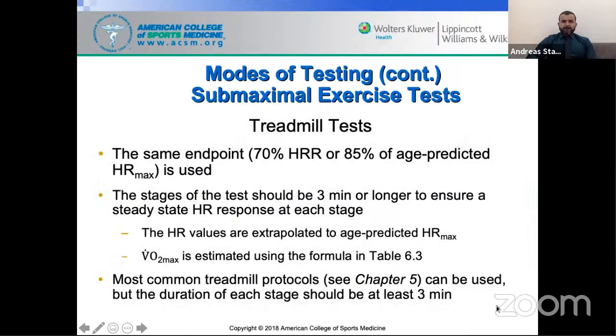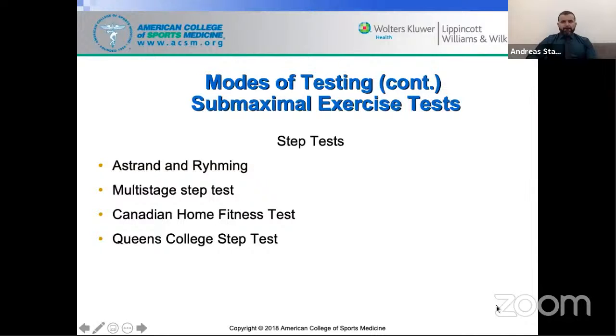Treadmill tests, very popular in the US. Depends on how many stages again. We'll talk in chapter 5 about some treadmill protocols. These are step tests. I don't necessarily want you to remember a lot about them. They're different based on how you figure out the cardiorespiratory fitness level, the height of the step, and the rhythm that you have for sure.